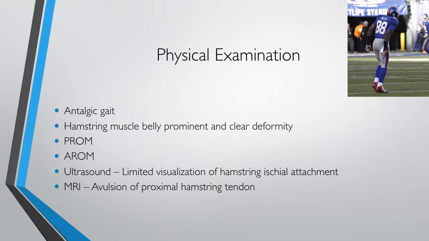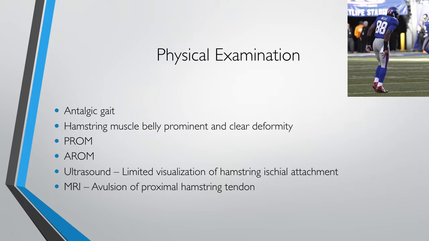Physical examination: an antalgic gait due to limited hip flexion and knee flexion was observed. Additionally, no immediate swelling was observed during the sideline assessment over the hamstring musculature. However, the hamstring muscle belly was prominent due to retraction, therefore a clear deformity was acknowledged, and a palpable defect and tenderness over the ischial tuberosity was also reported.